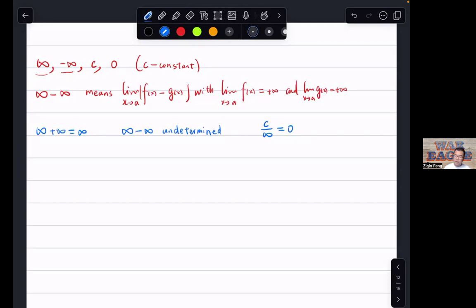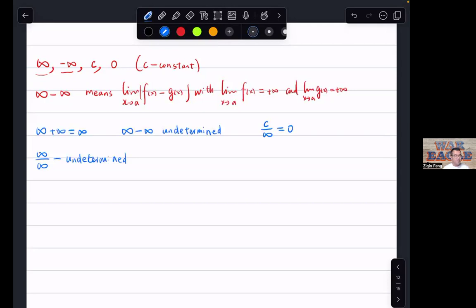And two more things. If you have infinity over infinity, this is also undetermined. So again here, if you want to know the limit of the quotient, you have to figure out a way to handle the quotient, simplify that, and eventually get the limit.